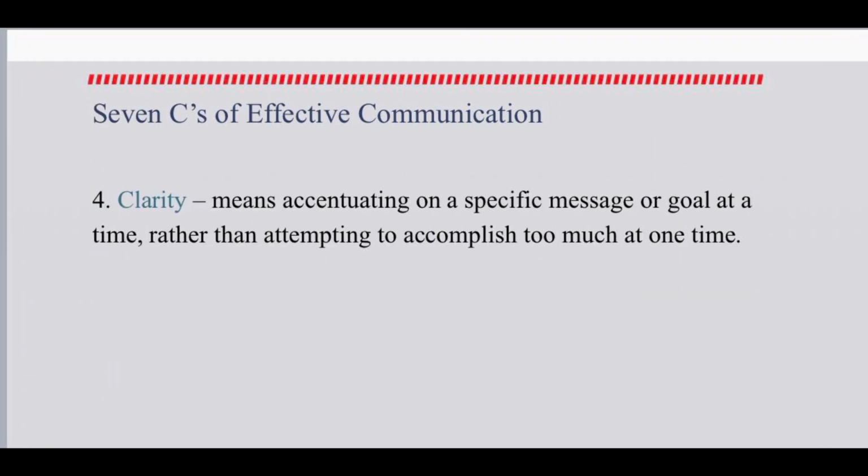And number 4 is clarity. For example, as a sender sa message, kailangan nimo i-deliver na message is kanang specific goals, dili na magdaghan og storya.